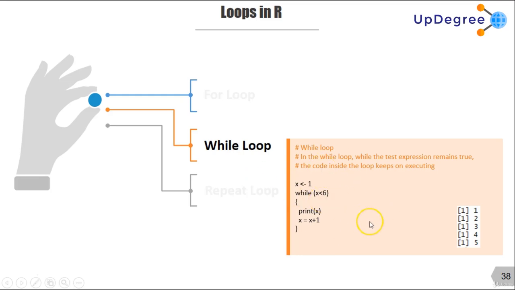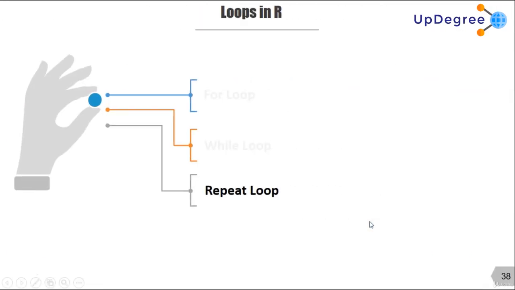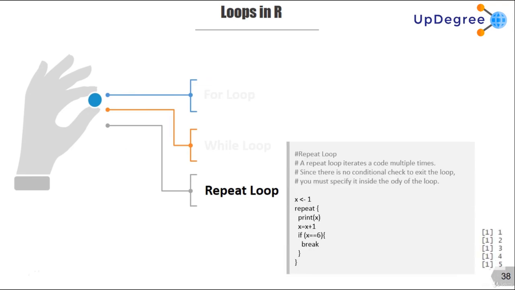That's how a while loop works. It's pretty simple. And now talking about the repeat loop, the repeat loop iterates a code multiple times. Since there is no conditional check to exit the loop, you must specify it inside the loop. In the earlier cases of the for loop and while loop, we give the condition before we even start the loop, but here we are not mentioning any condition in that loop.